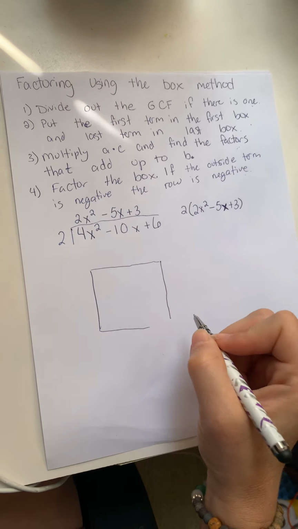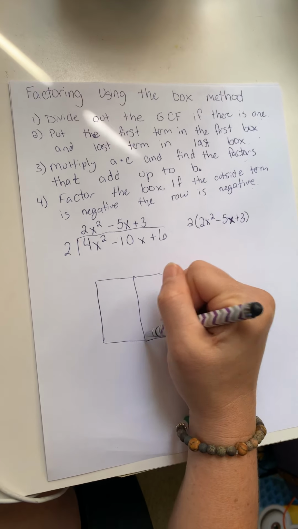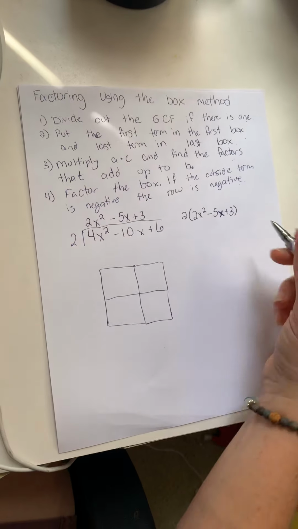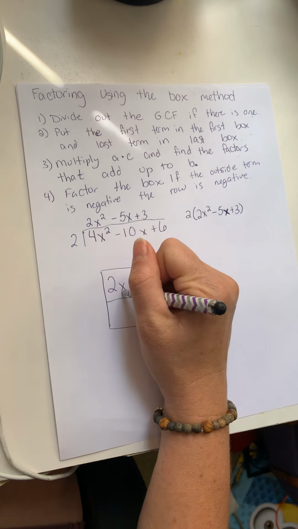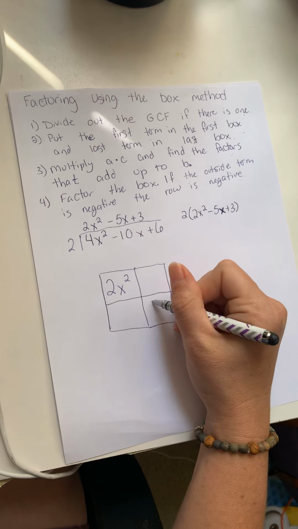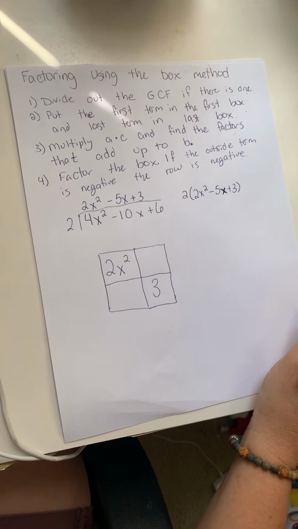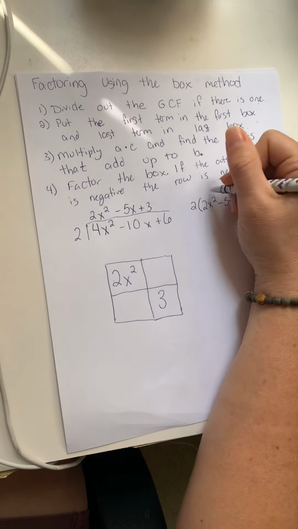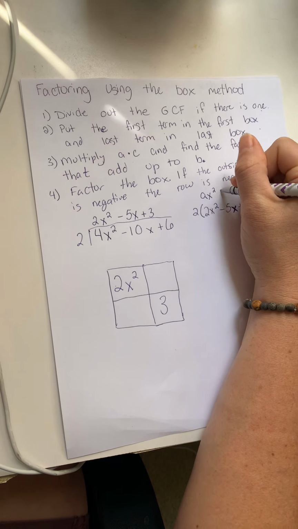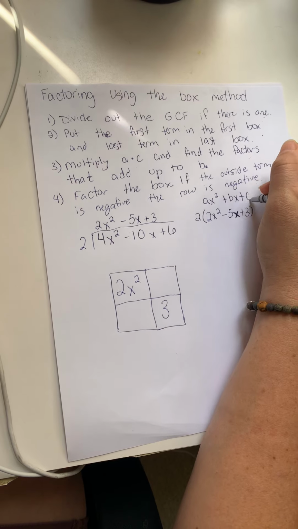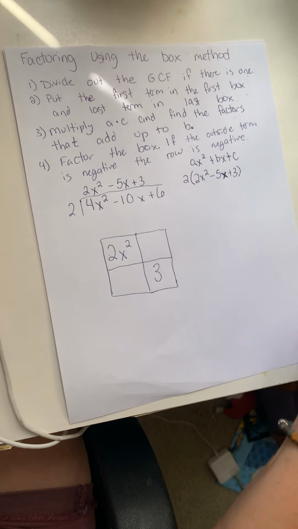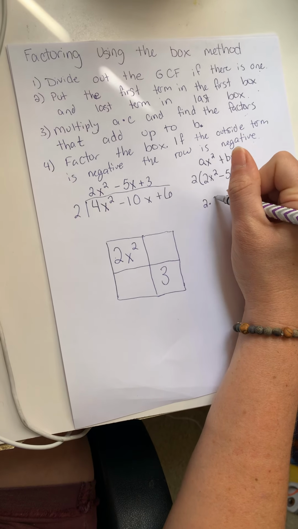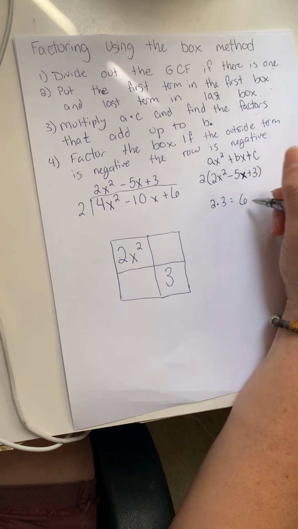It just takes a little bit of the puzzle away and just shows you where to put the pieces. So the first term goes in the first box. The last term goes in the last box. Now we're going to multiply A times C. Remember, this is Ax squared plus Bx plus C. So I'm going to take A and C and multiply them together. 2 times 3 gives me 6.